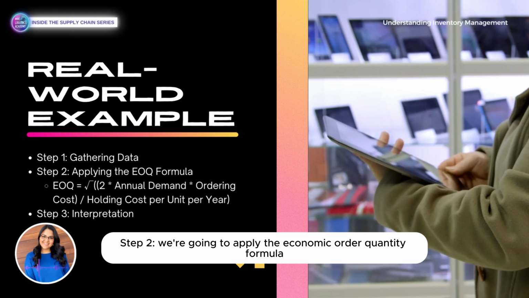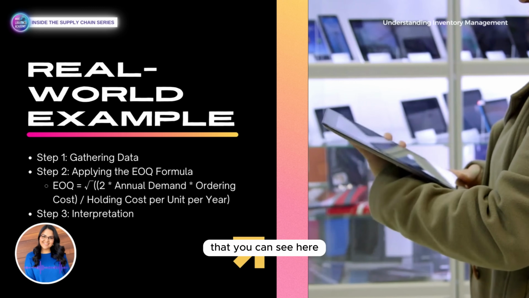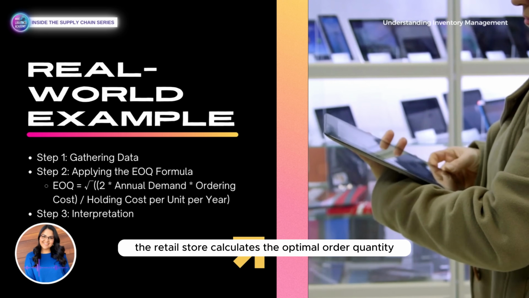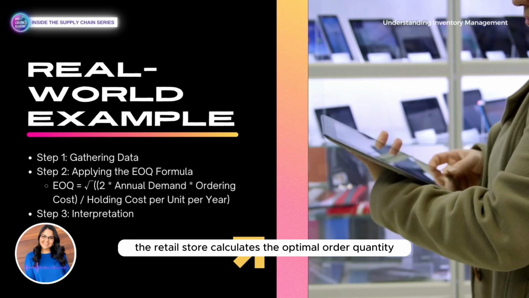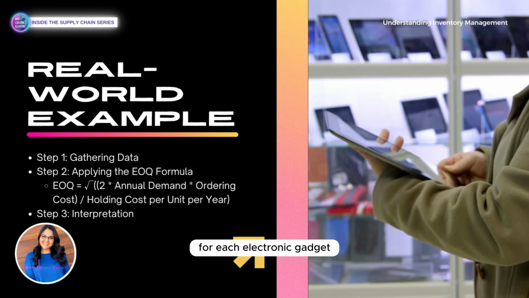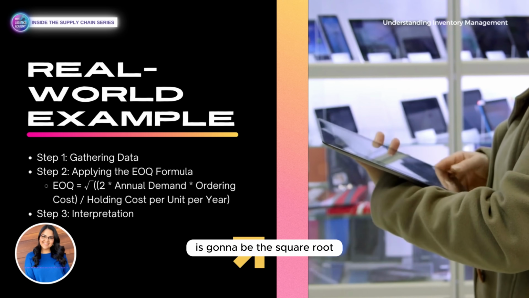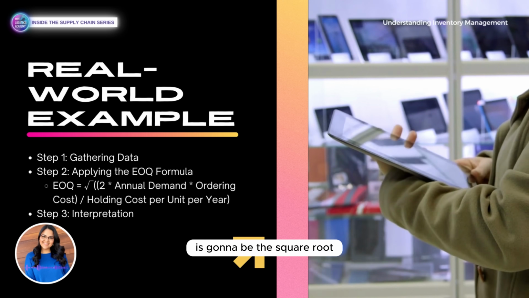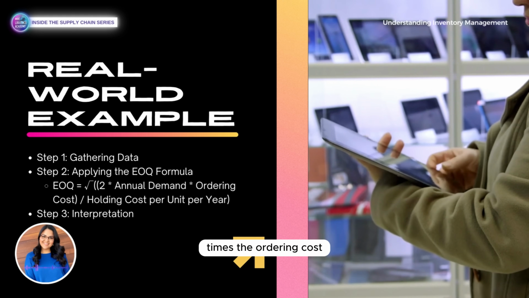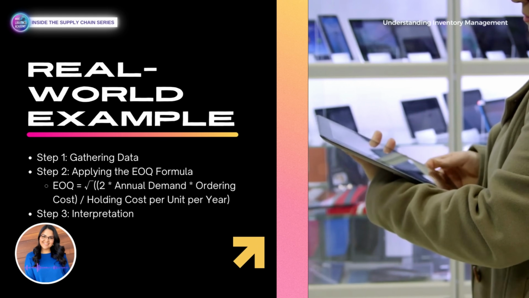Step two, we're going to apply the economic order quantity formula that you can see here. By using the economic order quantity formula, the retail store calculates the optimal order quantity for each electronic gadget. The formula is as follows: the square root of 2 times the annual demand times the ordering cost divided by the holding cost per unit per year.